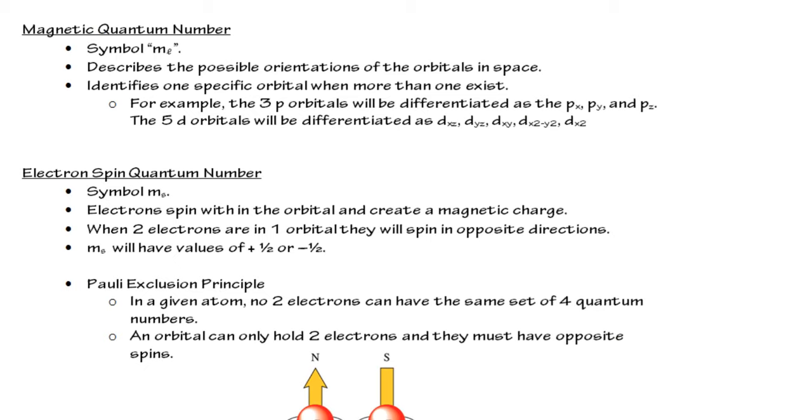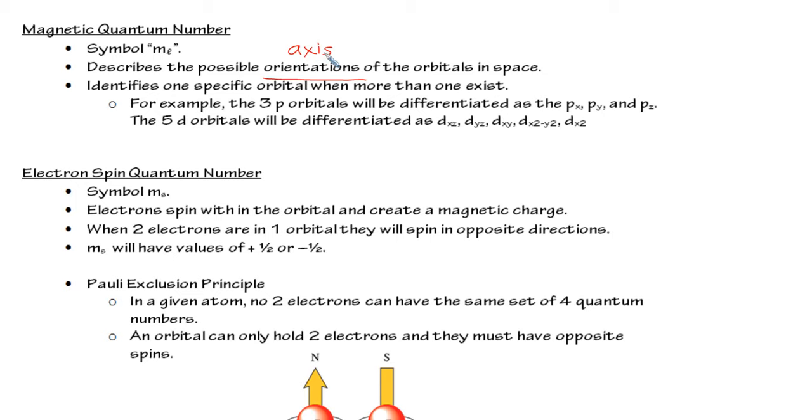The last 2 quantum numbers, one of them is called the magnetic quantum number, symbolized m sub l. You don't need to know that. We just have to know in general, what is the third quantum number describing? The third quantum number is the orientation, or like the axis in space. This third quantum number will identify one particular orbital when more than one exists.